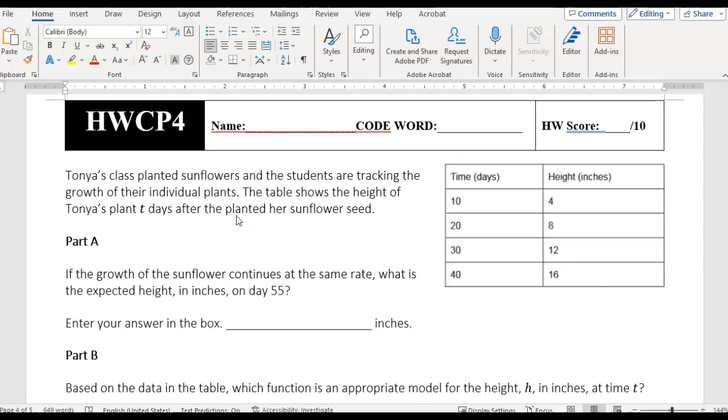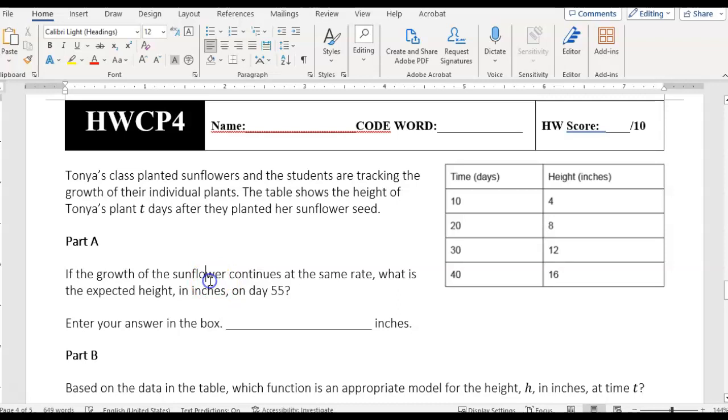So today we're looking at Tanya who planted sunflowers, and the students are tracking growth of their individual plants. The table shows the height of Tanya's plant T days after they planted her sunflower seed.